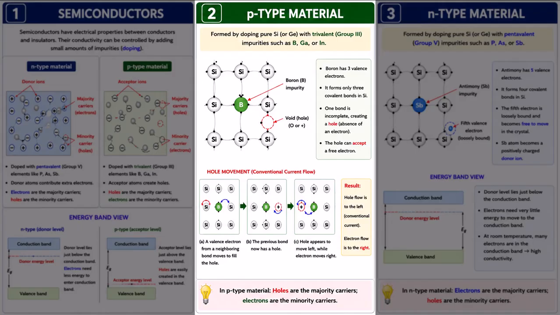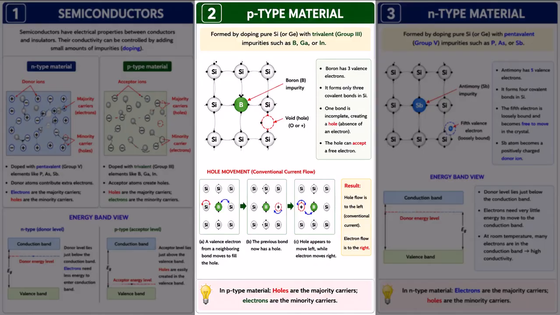Let us first consider P-type material. P-type material is formed by adding a trivalent impurity to pure silicon or germanium. Trivalent means the impurity atom has 3 valence electrons. Examples are boron, gallium, and indium. Silicon needs 4 electrons to form 4 covalent bonds. But a trivalent impurity has only 3 valence electrons. So one bond remains incomplete.